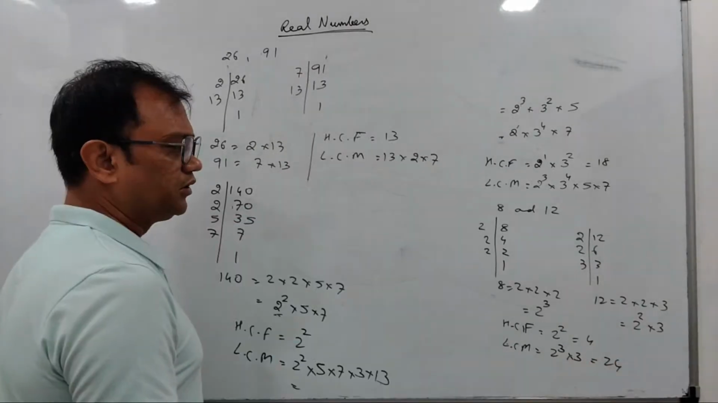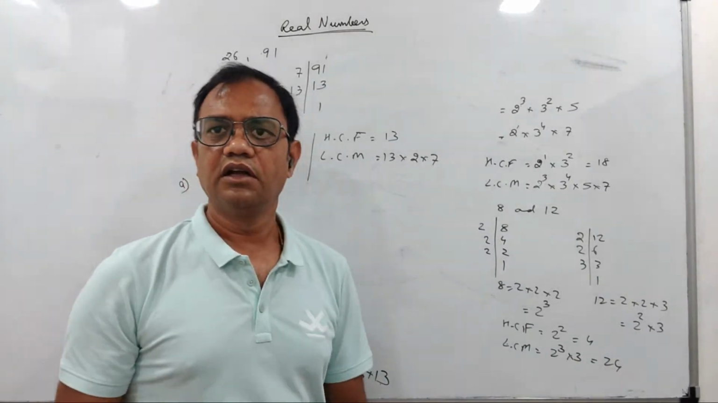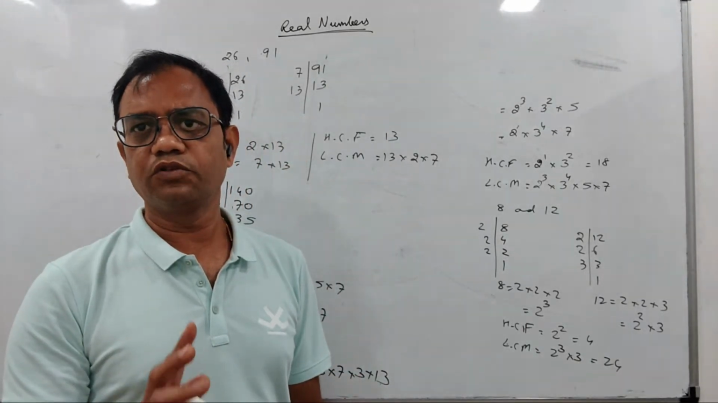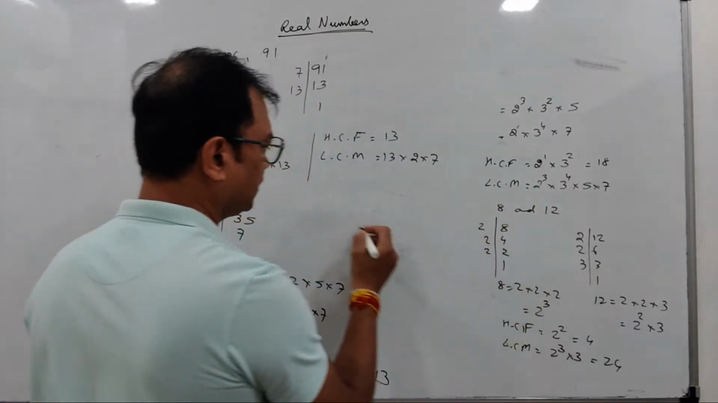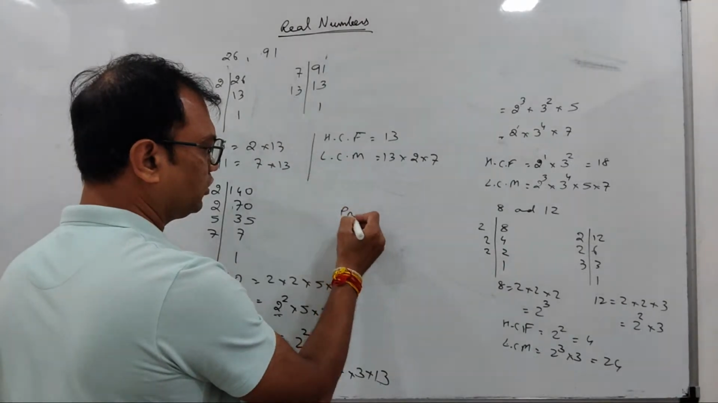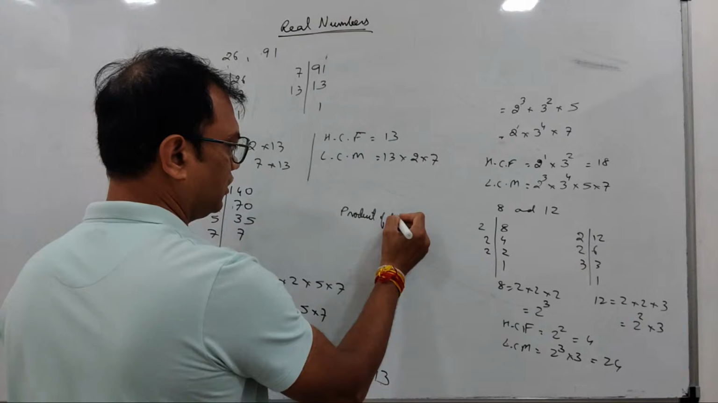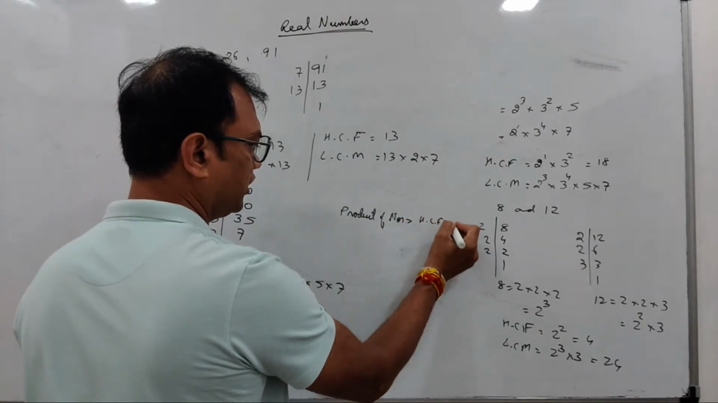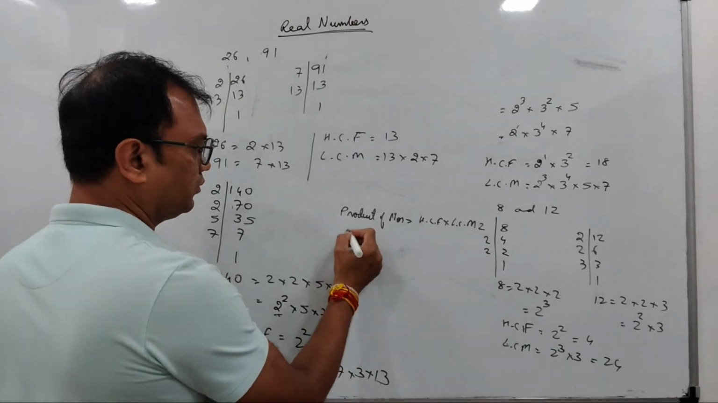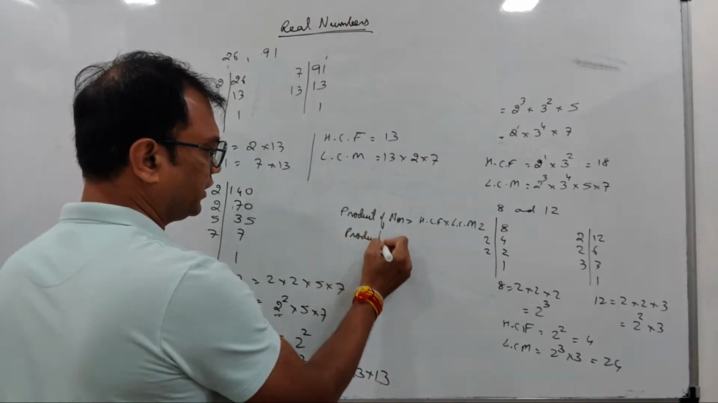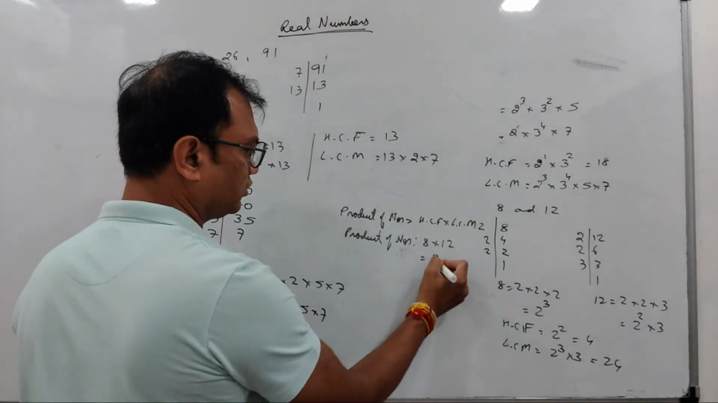So there is a relation between these numbers and the HCF and LCM. This relation is valid only for two numbers, not for three numbers. The two numbers are 8 and 12. The relation is that the product of the numbers is equal to HCF into LCM. Let's verify whether it is true or not. The product of the numbers is 8 into 12, which is equal to 96.